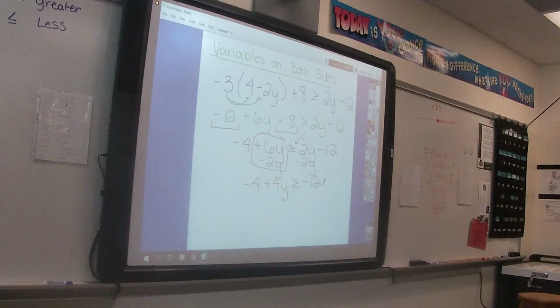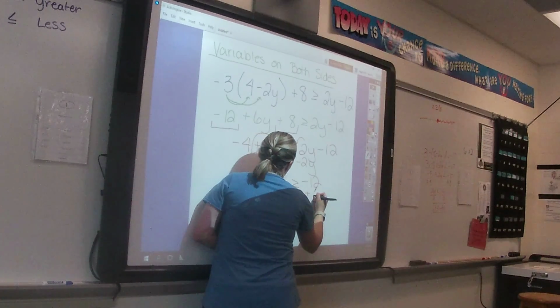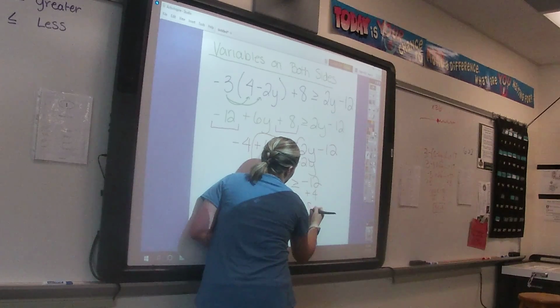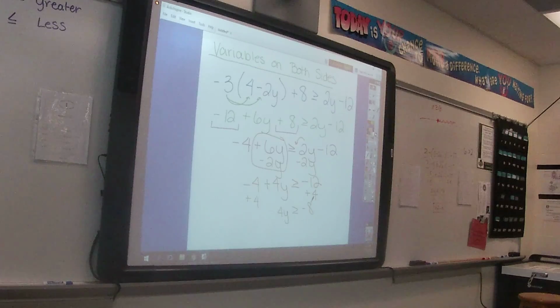What am I going to do next? Plus 4. Just have to be careful with our signs here, right? So 4y is greater than or equal to negative 8. Then what? Divide by 4.